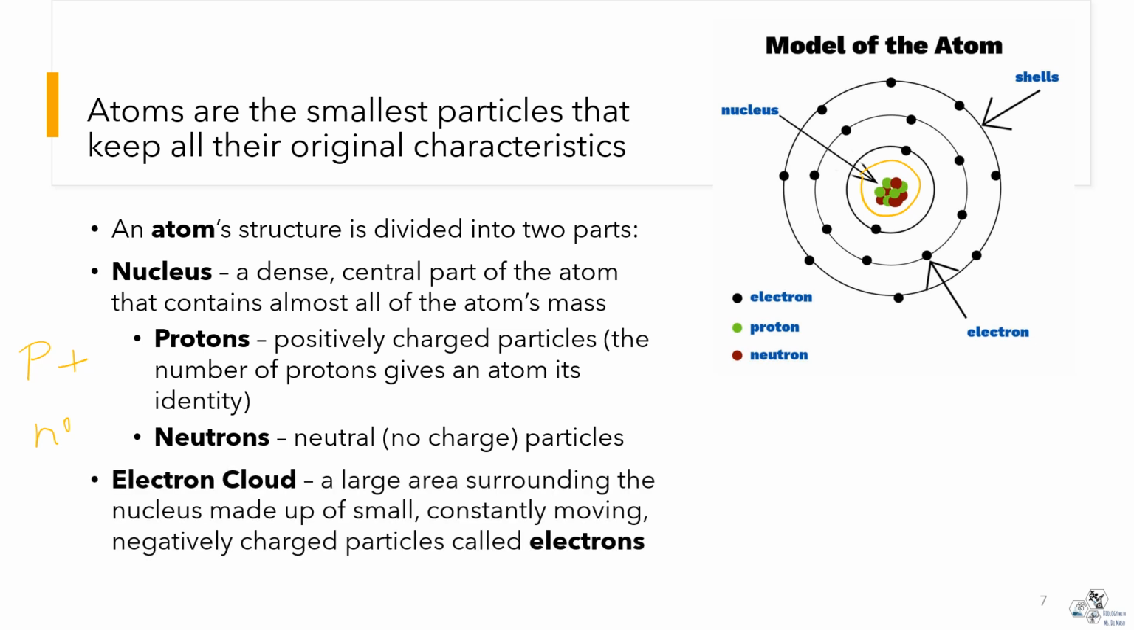Surrounding the nucleus is the electron cloud. This is where all of our negatively charged particles, the little electrons, kind of zoom around the nucleus. They are constantly moving, and it's these electrons that allow the atom to interact with other atoms.